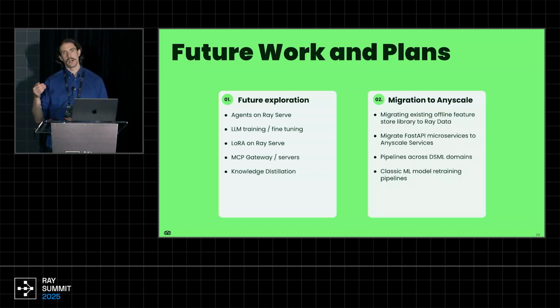We're also working on our full migration to Anyscale, as it forms the backbone for compute in our MLOps stack. We're migrating the existing offline feature store library to Ray Data, which we currently run on Spark on Kubernetes, and we're already seeing some quite dramatic performance improvements from moving away from that system. We're migrating our FastAPI microservice framework to Anyscale services. I've presented 4 pipelines here, but we have many more batch processing pipelines that we want to move across, as well as our classic machine learning model retraining pipelines.